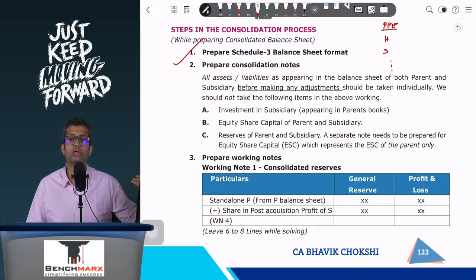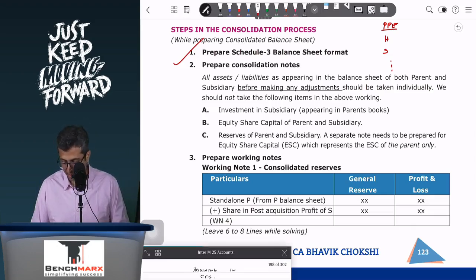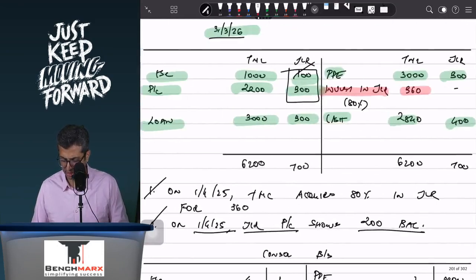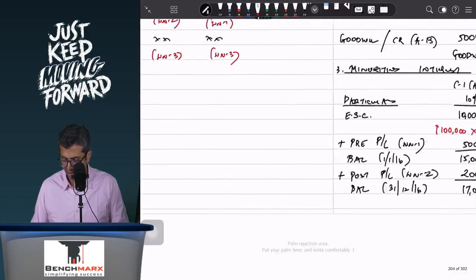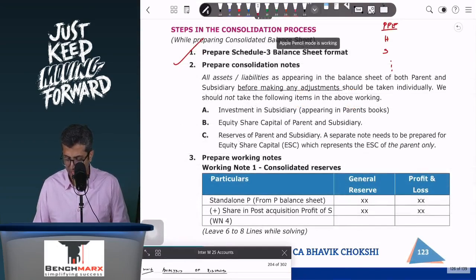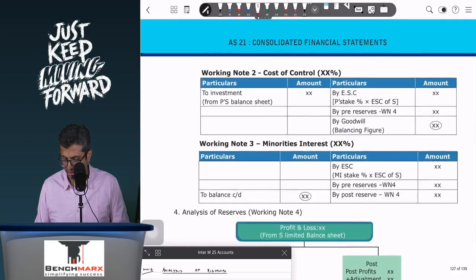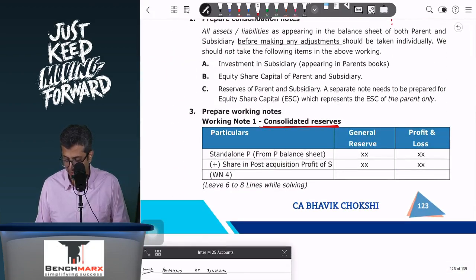Second, when you go further, you are still left with the reserves of both the parent and the subsidiary. You're still left with your share capital of the subsidiary and investment in the parent. Over here, at this stage, you would prepare separate workings. Okay, so over here, if I can just pull that up for you, if we have made it somewhere. Okay, so you will have an analysis where we would mention consolidated reserves. So you'll have consolidated reserves, and within those consolidated reserves, you will have standalone parent. Over here, you will get the balances.